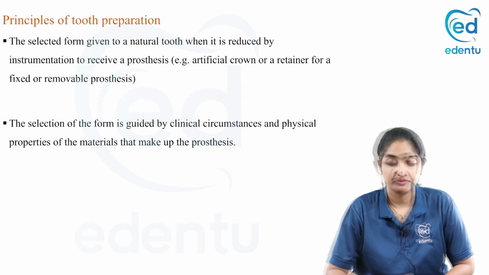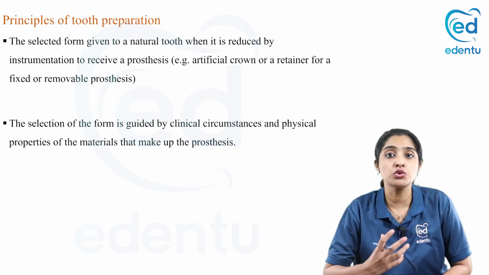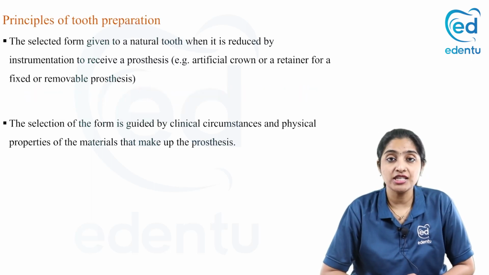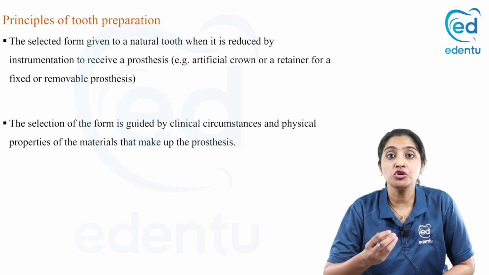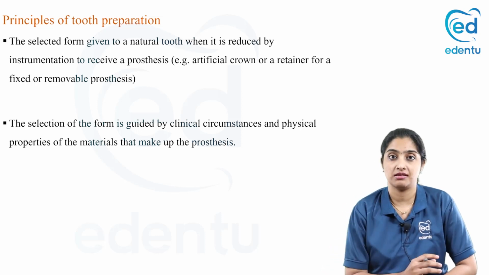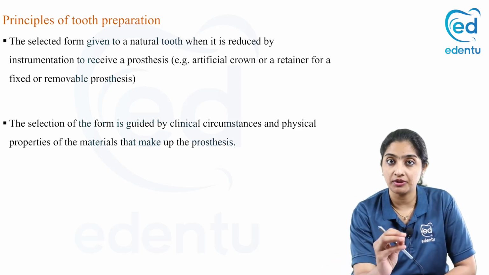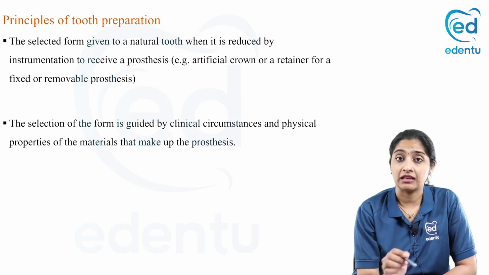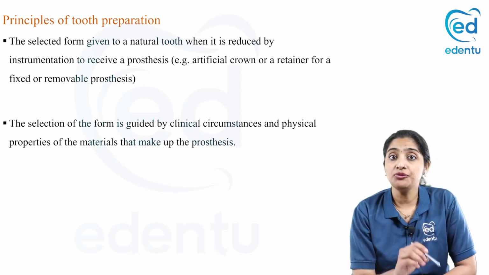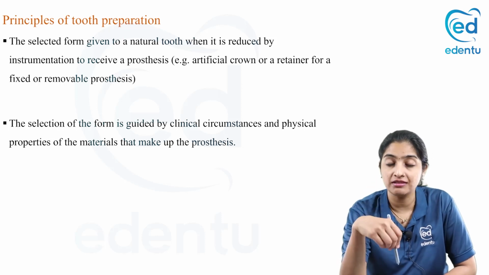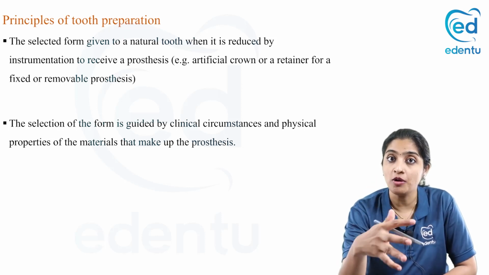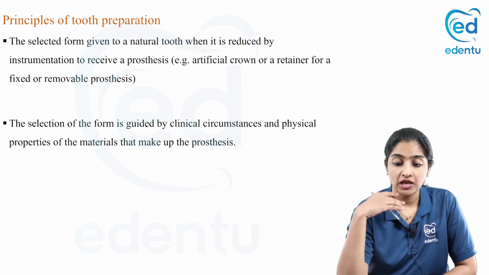tooth preparation. Basically, what is tooth preparation? The selected form given to a natural tooth when it is reduced by instrumentation to receive a prosthesis. The definition is very clear: the selected form which is given to a natural tooth. So, a natural tooth is given a form. The form is selected by the operator.